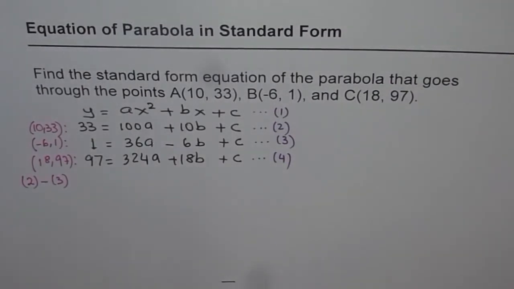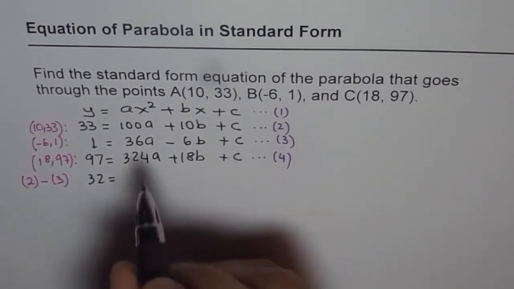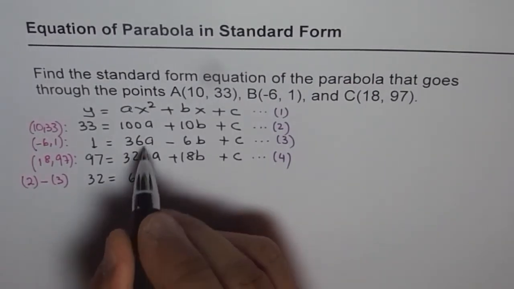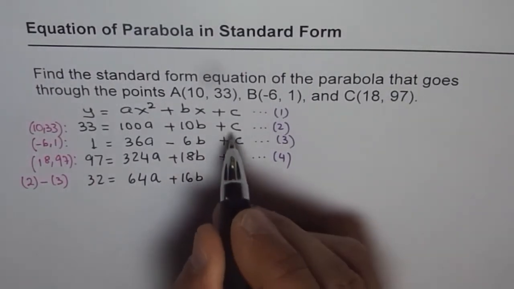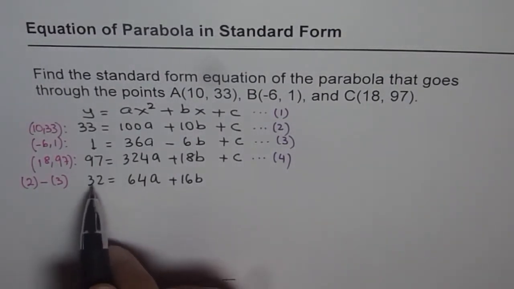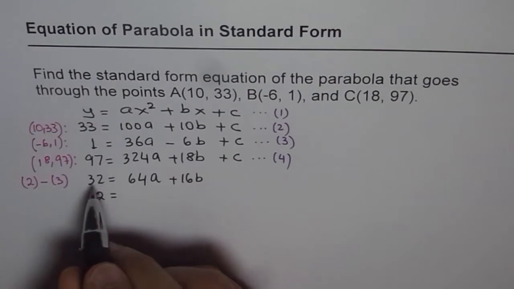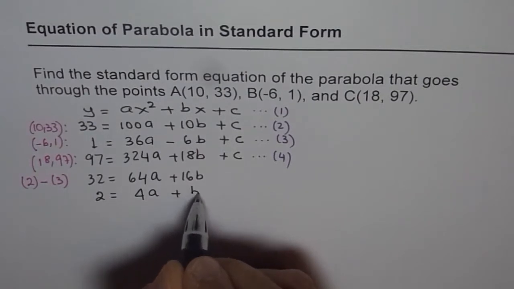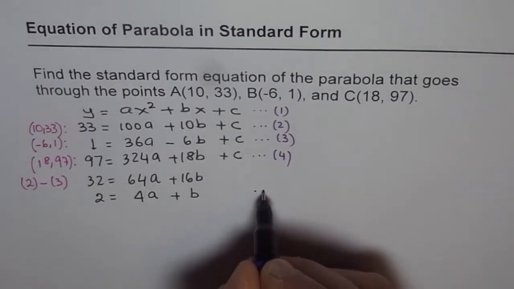What do we get? We are working with 33 minus 1, which is 32, equals 100 minus 36a, that gives us 64a, 10 minus of minus 6 means plus 16b, and c minus c is 0. Now this equation can be simplified. We can divide all these numbers by 16. 16 times 2 is 32, so we get 2. And 64 is twice 32, so we get 4a. 16 times 1 is 16, so we get b. Now that gives us another equation where we have eliminated c, and we'll give this number 5.